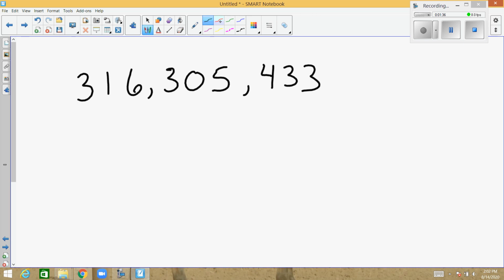Here's what we're looking at. This guy is our ones place. This guy is our tens, and this guy is our hundreds. All right, and that pattern evolves as big as that number gets. The 5 is now in the ones, the 0 is in the tens, the 3 is in the hundreds. Over here, the 6 is in the ones, the 1 is in the tens, and the 3 is in the hundreds.